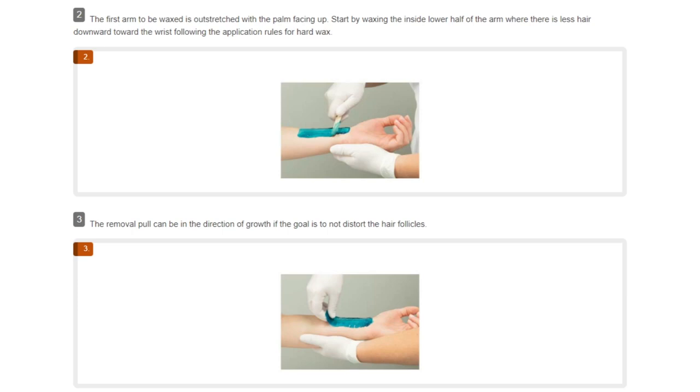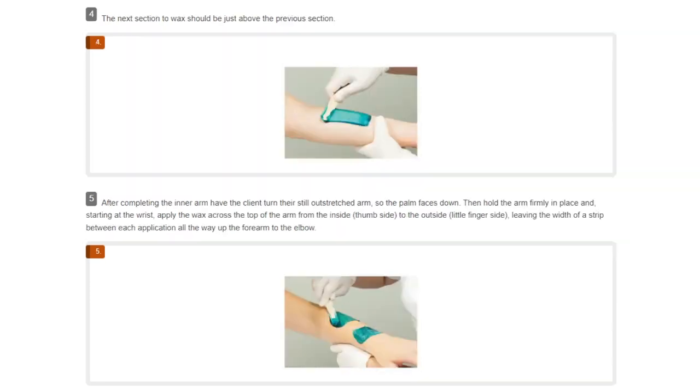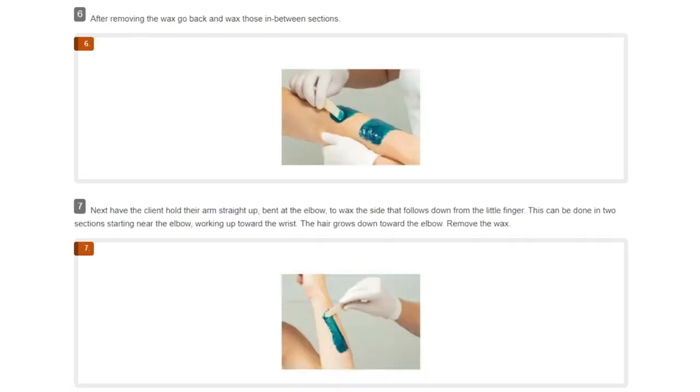3. The removal pull can be in the direction of growth if the goal is to not distort the hair follicles. 4. The next section to wax should be just above the previous section. 5. After completing the inner arm, have the client turn their still outstretched arm, so the palm faces down. Then hold the arm firmly in place and, starting at the wrist, apply the wax across the top of the arm from the inside, thumb side, to the outside, little finger side, leaving the width of a strip between each application all the way up the forearm to the elbow.